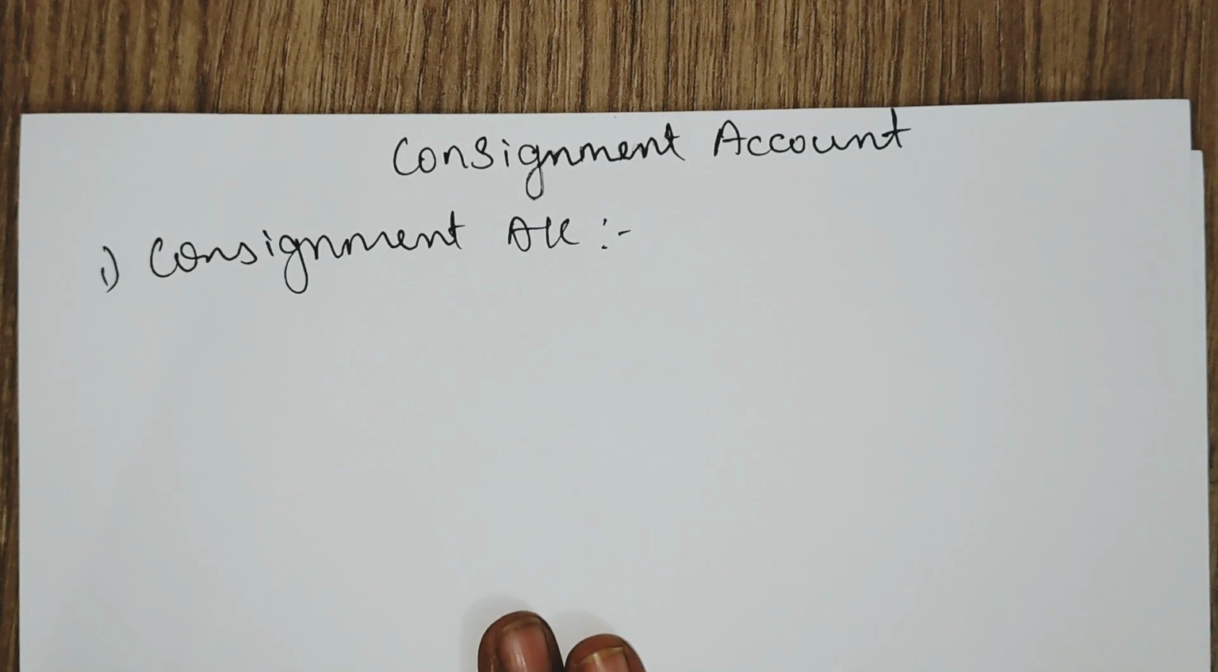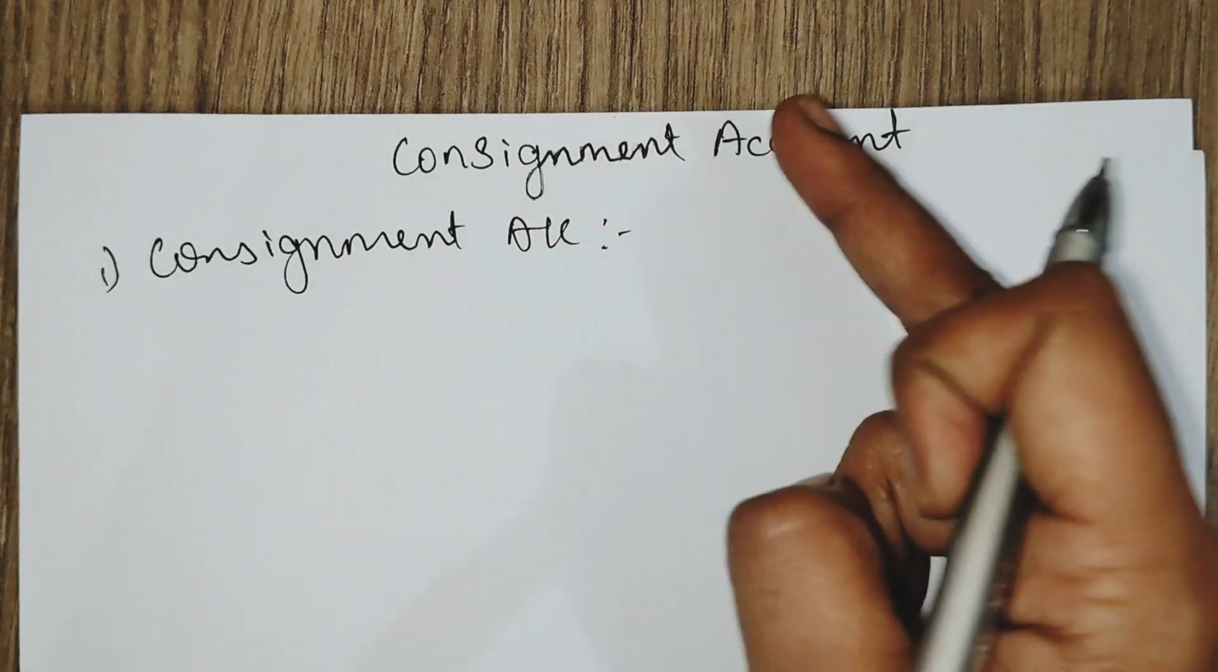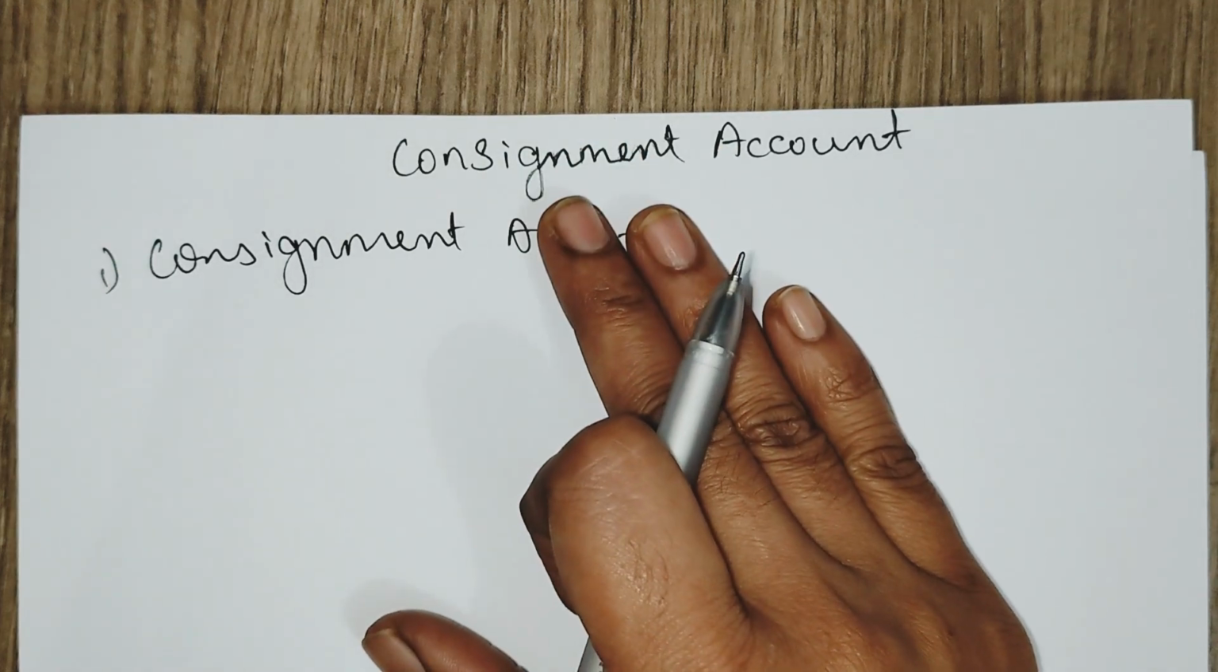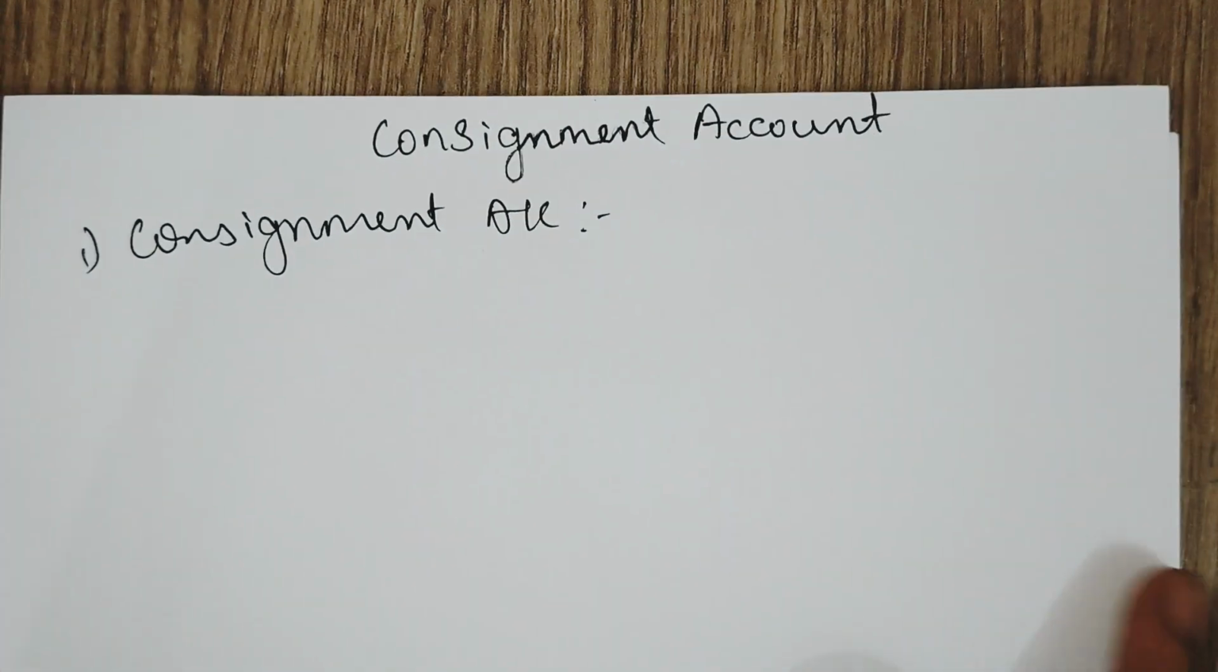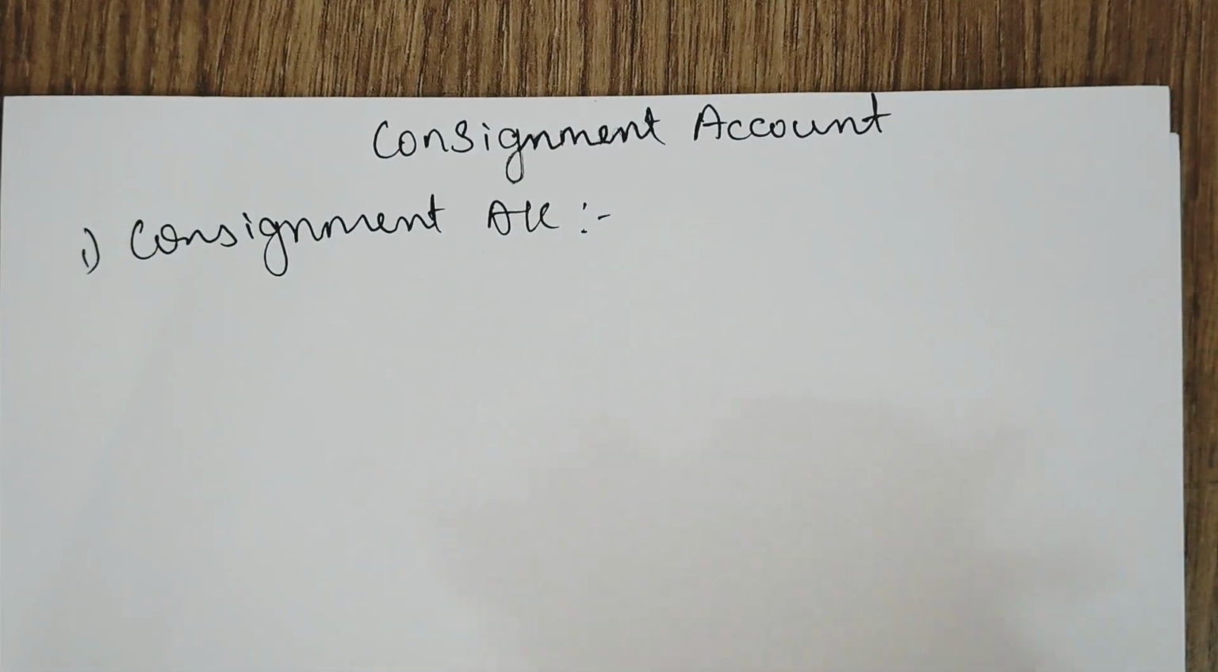On the credit side, we record abnormal loss, goods returned by the consignee, sales made by the consignee, and closing stock with the consignee. In case of loss, it is recorded on the credit side. The balancing amount is the profit or loss on the consignment, which will be transferred to the profit and loss account. Let us prepare the consignment account.